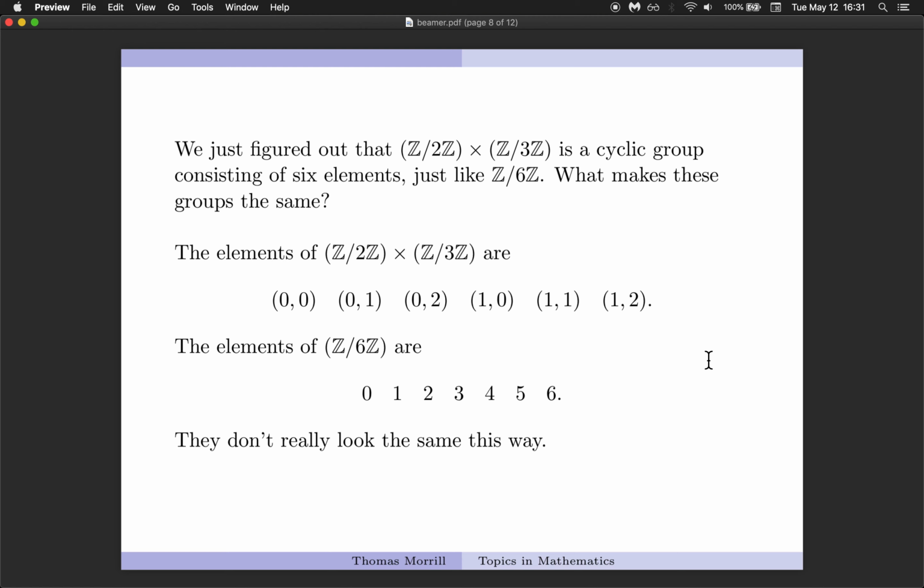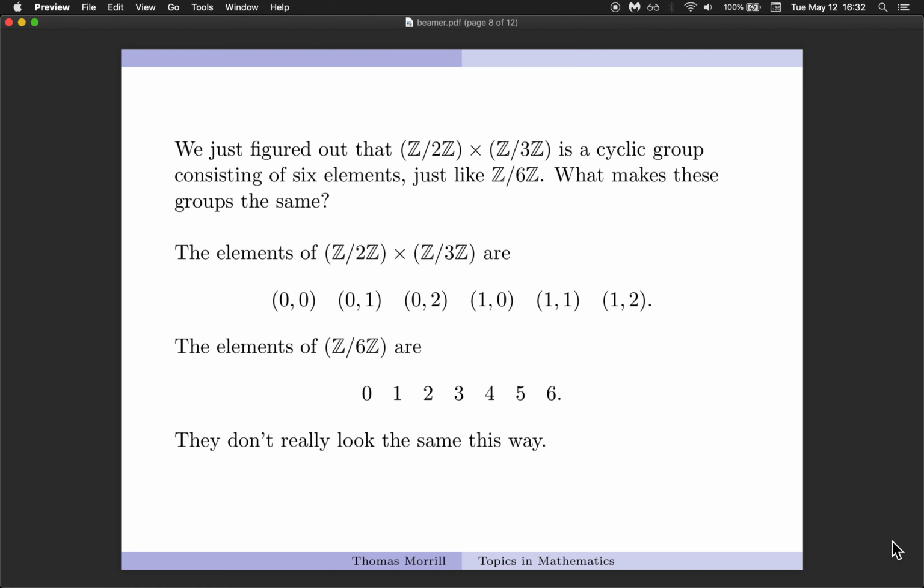If I try to squint, yeah, I guess I see a 0 and a 0, a 1 and a 1, a 2 and a 2, but these elements, I claim, are not going to behave the same way, right? 3 copies of this element give me the identity, but it takes 6 copies of this element to get the identity, right? (0,1) has order equal to 3 in the product group, and the residue 1 in the group Z mod 6 has order 6.